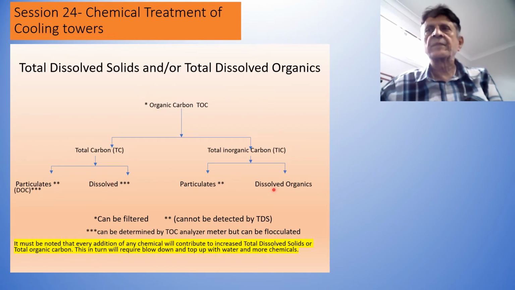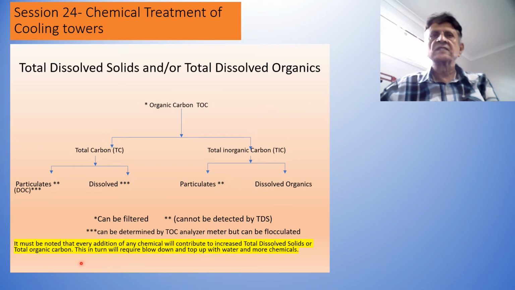This also can be precipitated or flocculated by chemicals. It must be noted that every addition of any chemical will contribute to increased total dissolved solids or total organic carbon. This in turn will require blowdown and top-up water with more chemicals to be added.